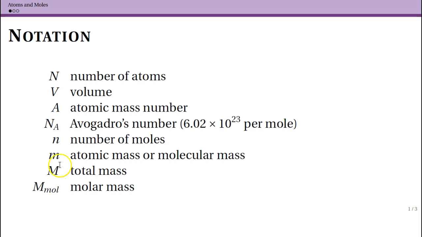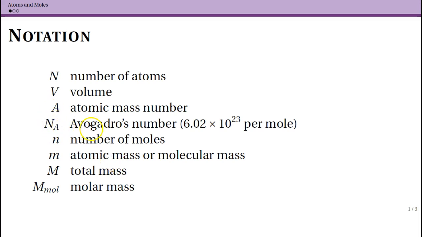If you need to use a different notation, or if you choose to, at least make it really clear at the beginning of any of your written work what you're doing. So typically, capital N is going to be for number of atoms, and that's going to be a variable. Volume, also a variable. Now, we're not going to frequently work with atomic mass number or the atomic mass or molecular mass of a given compound, but the book is using capital A for atomic mass number and lowercase m to then talk about the atomic mass or molecular mass of a given item.